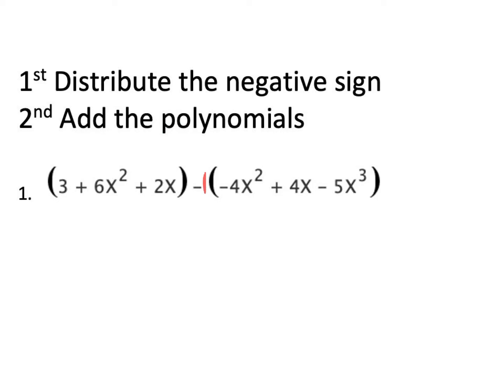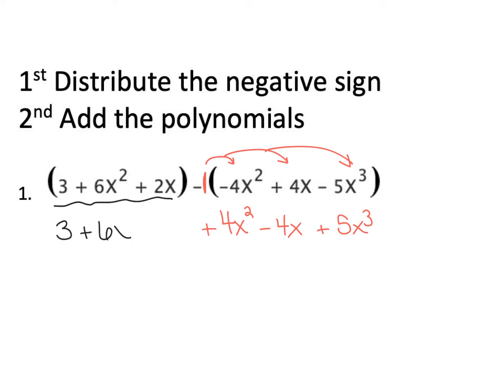When I say distribute, remember there is a -1 as a coefficient in front of that second trinomial. So I am going to distribute this -1 to all three terms. A negative times a negative would be a positive 4x squared, so I will put plus 4x squared. -1 times positive 4x is negative 4x, and -1 times negative 5x cubed is positive 5x cubed. And I will just rewrite this first trinomial, and I'm going to drop my parentheses.